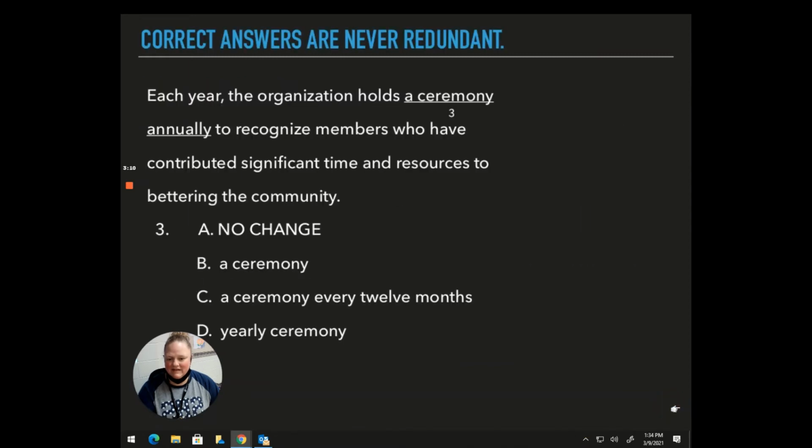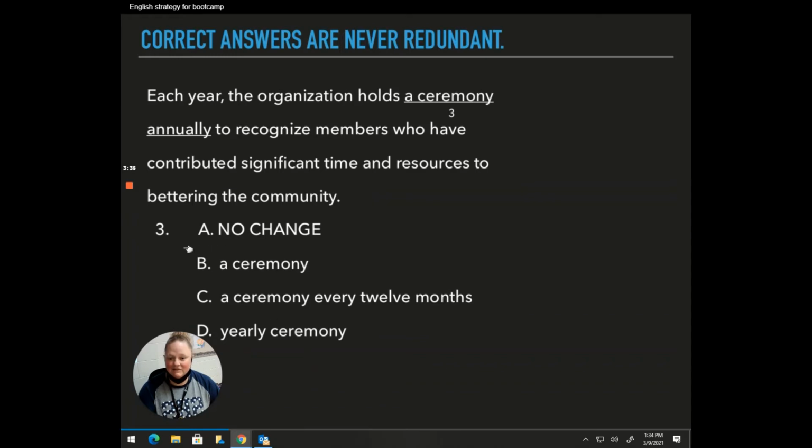The answer never repeats information. Never. Just like we looked at. Okay? It's never redundant. Redundant means to repeat. Each year, the organization holds a ceremony annually to recognize members who have contributed significant time. It's looking at a ceremony annually. No change, just a ceremony every 12 months, or yearly ceremony.